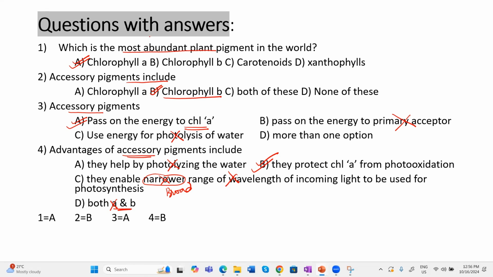So I hope this video has helped you to understand what is absorption spectrum and action spectrum.